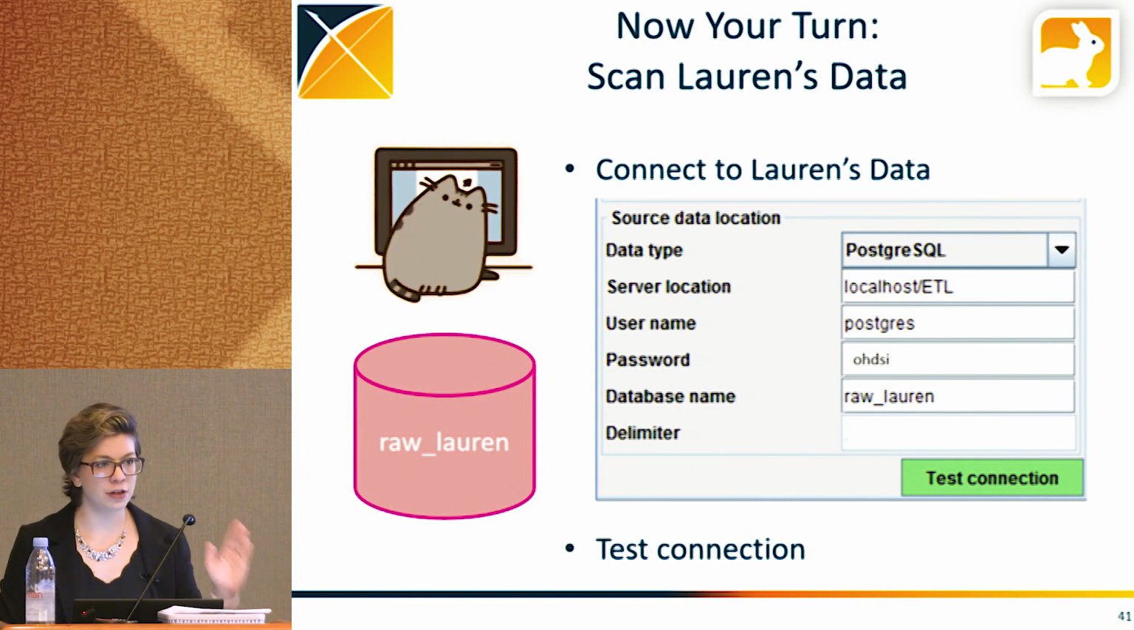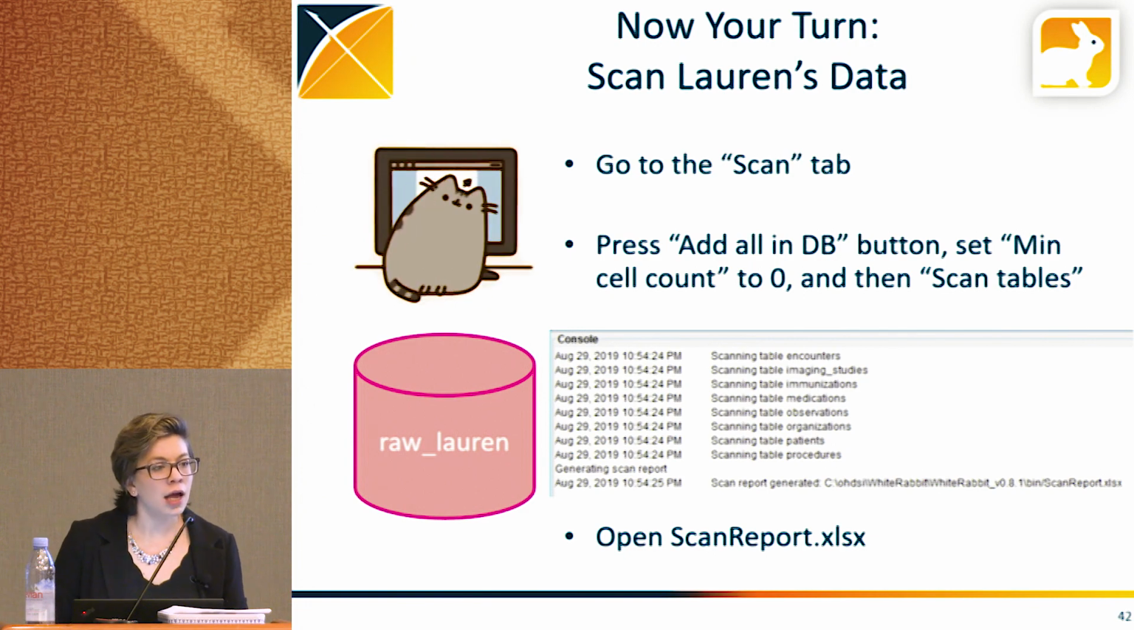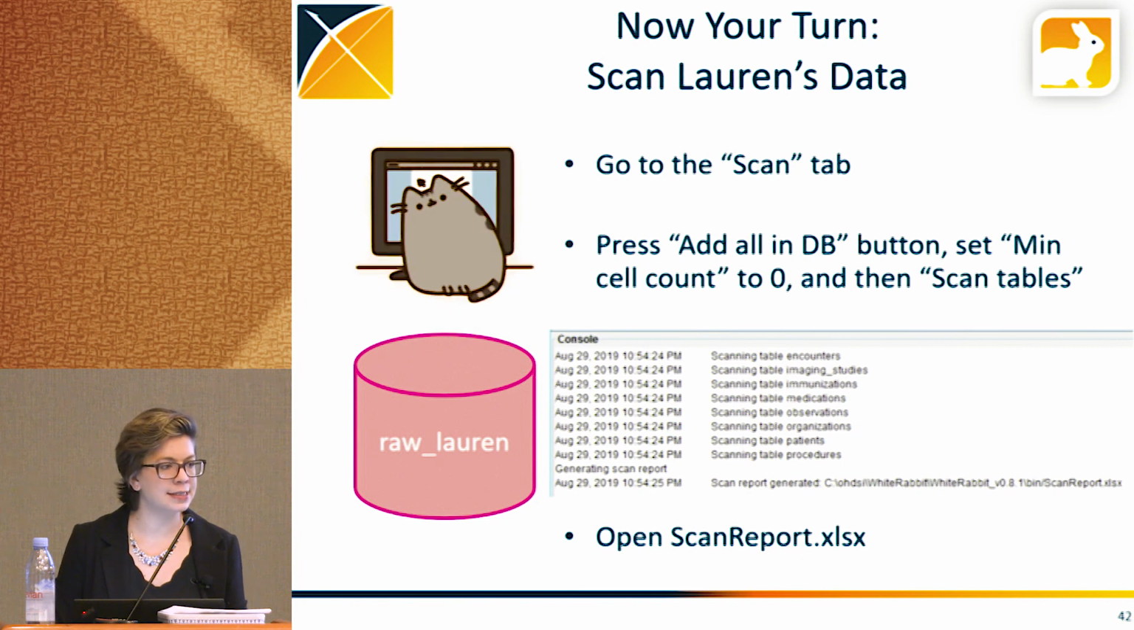Okay, so now that we've told it where to talk to, we're going to go to the scan tab. Now, like I said, a lot of times you're just going to say scan all the tables, but if you have a data set with 1 million tables, you might want to cherry pick. So go ahead and pick the add all tables button.